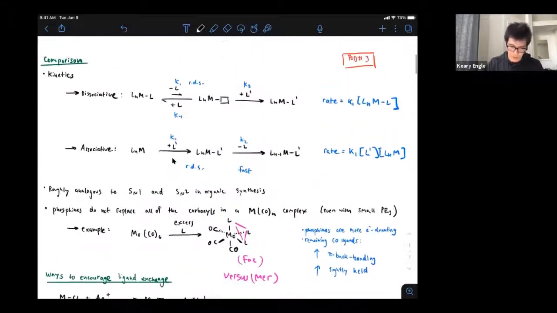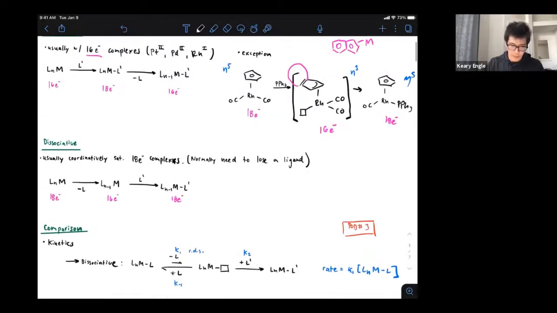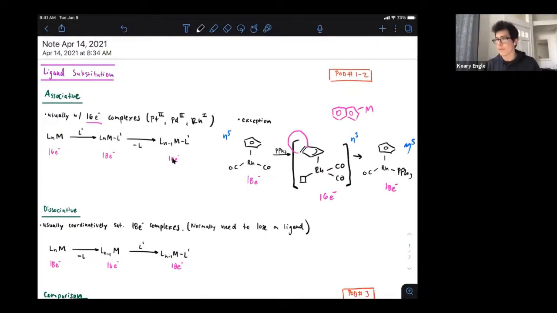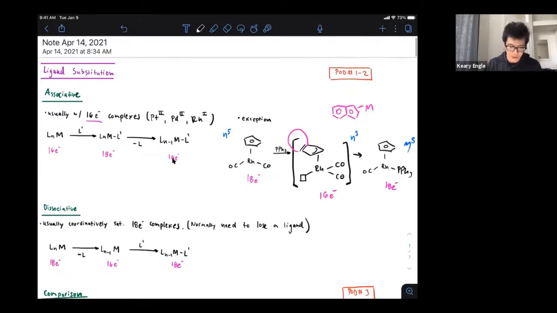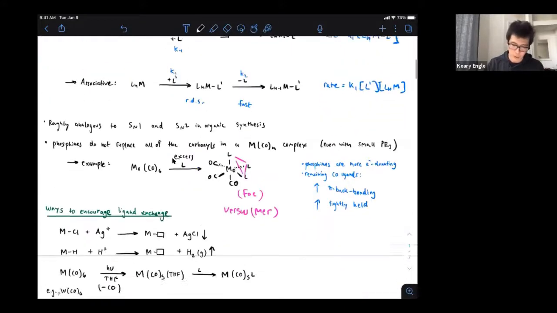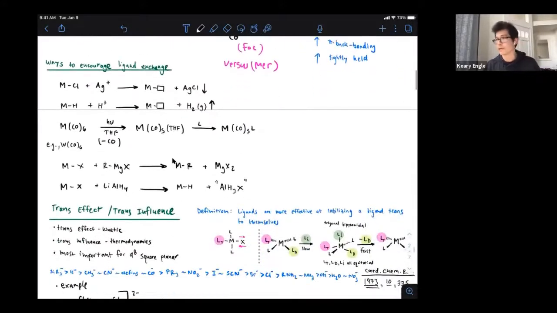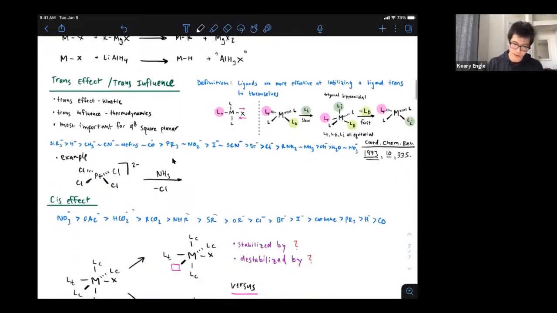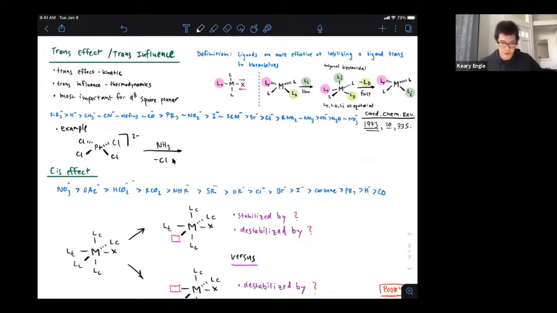Just as a quick review, we talked about ligand substitution mechanisms, the commonly observed pathways, associative and dissociative. We talked about the kinetic profiles of these two processes and then different ways to encourage ligand exchange. So we'll start today's lecture by focusing on the underlying kinetic trends of ligand substitution and also the kinetic principles that underlie selectivity trends. And we'll start out by discussing the trans effect or the trans influence.